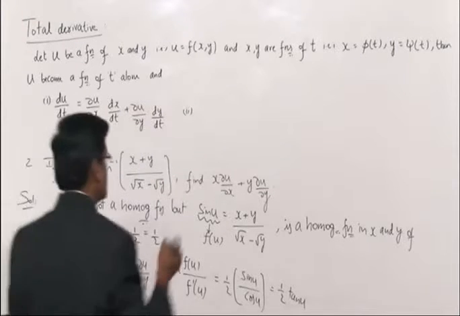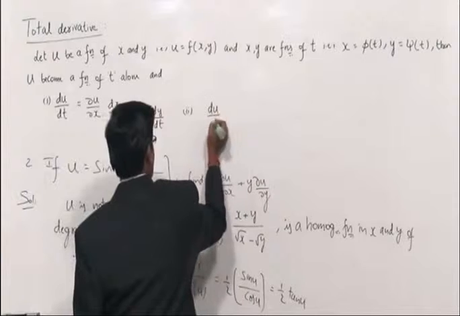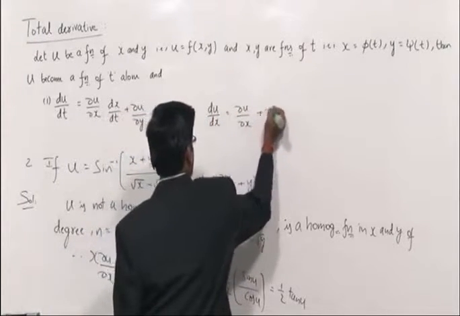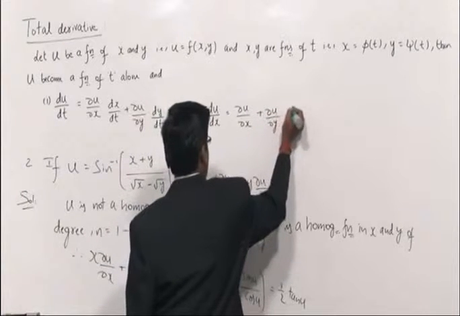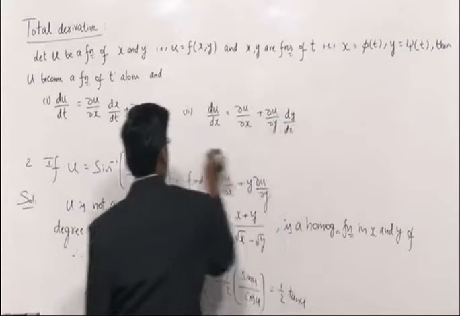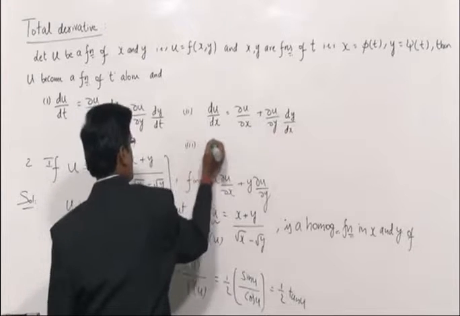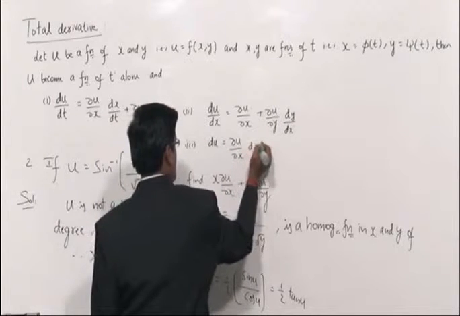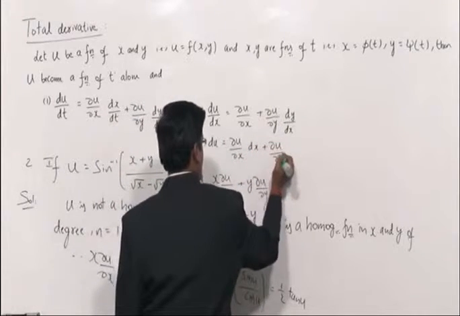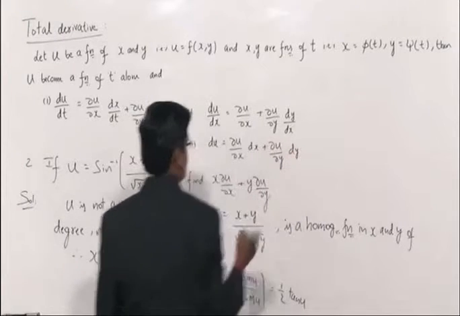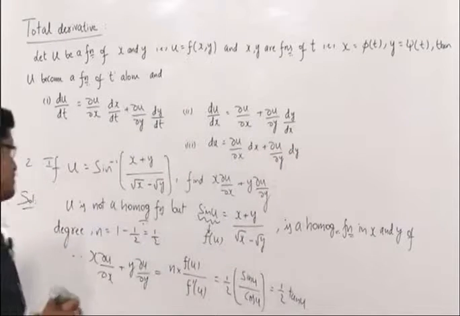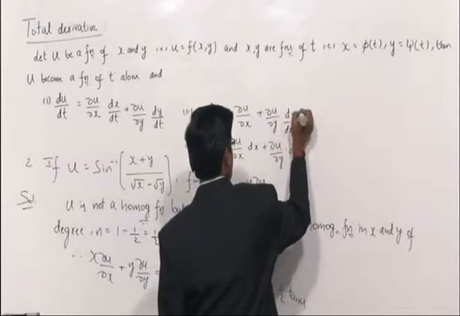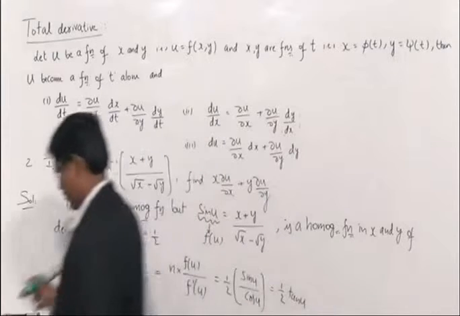Second result: du by dx is equal to del u by del x plus del u by del y into dy by dx. Third result: du is equal to del u by del x into dx plus del u by del y into dy. Just highlight this term. I will tell you how to calculate that term.